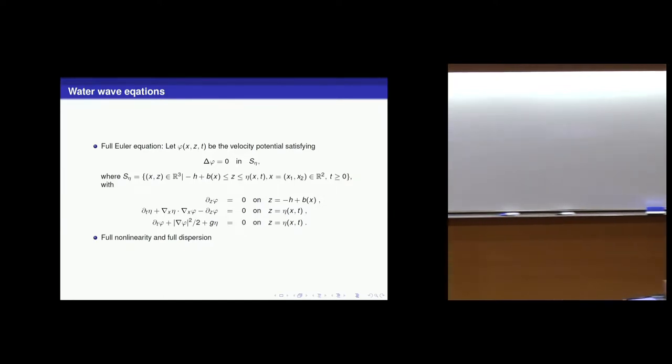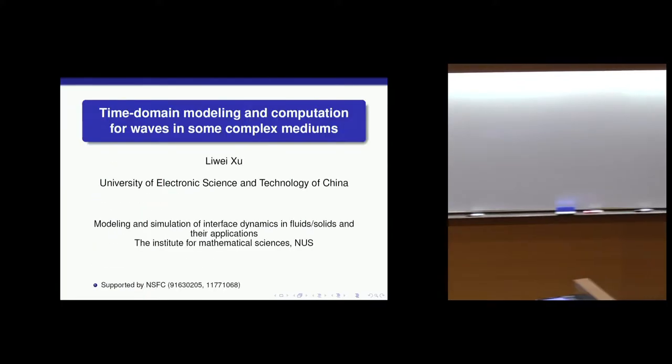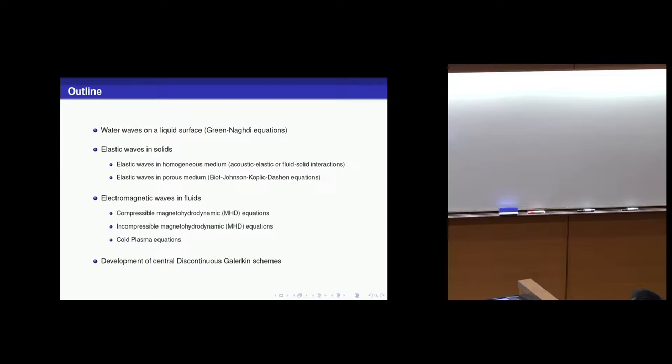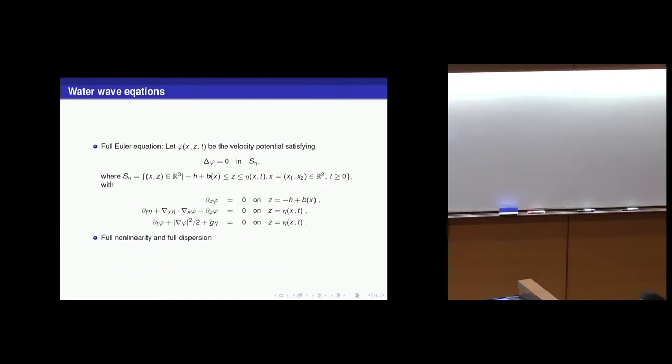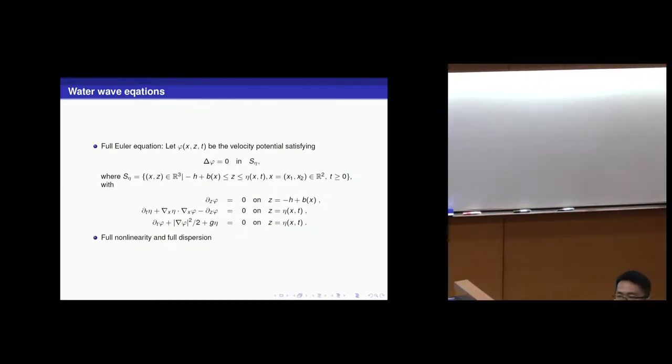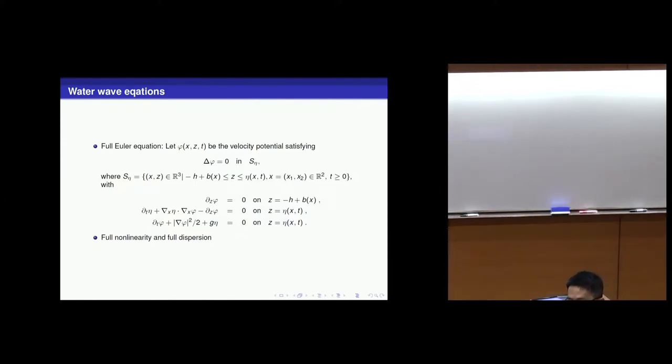However, this kind of model is fully nonlinear and fully dispersive. So for all approximation models of water waves, we have to balance between these two important properties of water waves. For the nonlinearity, if you have a strongly nonlinear model, you can simulate a tsunami with very large amplitude. For the KdV equation, it's weakly nonlinear, so the amplitude is quite small for the numerical simulation.